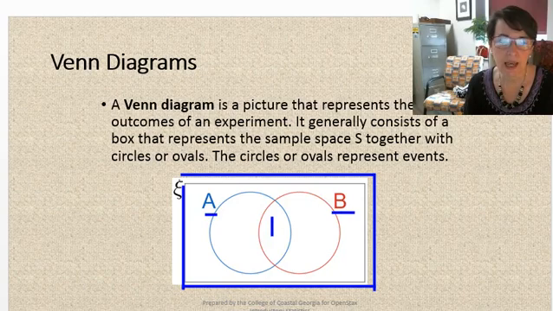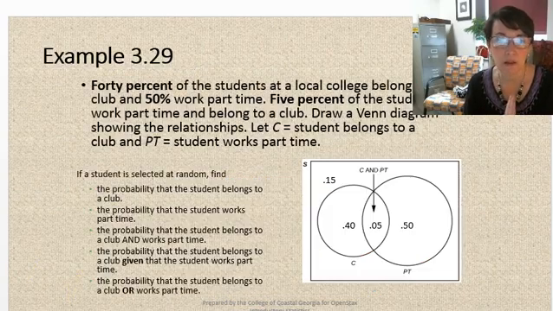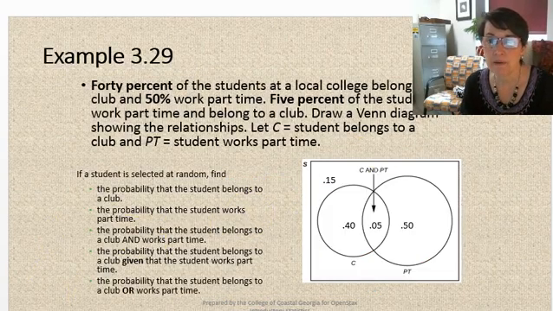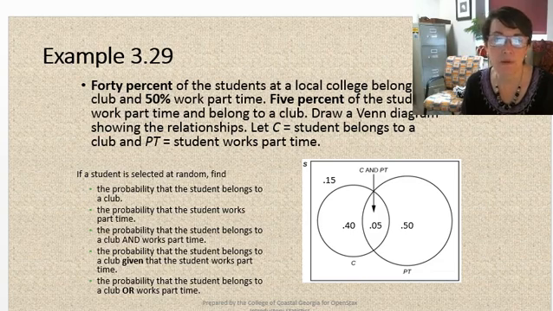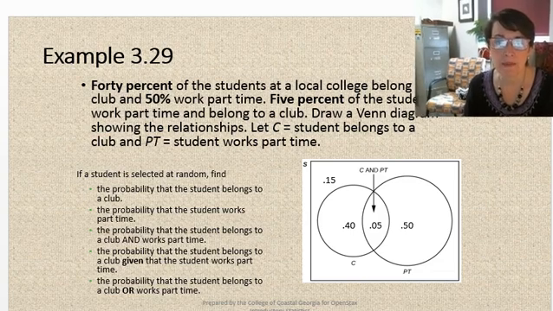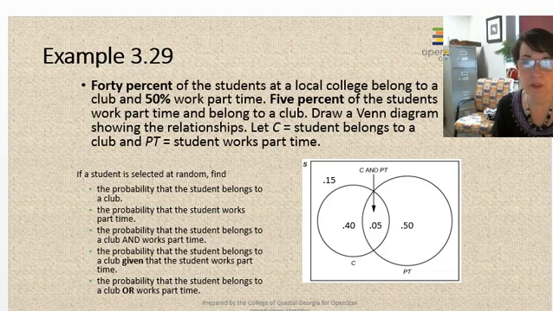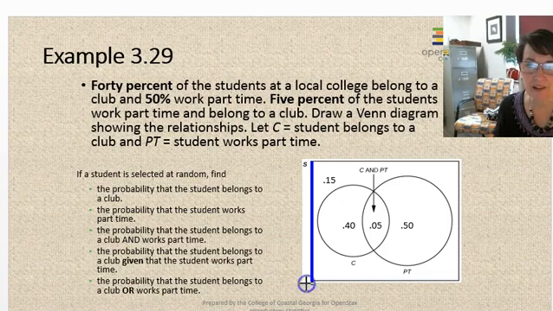So let's just look at an example with a Venn diagram. Here we have a junior college, and 40% of the students at this college belong to a club, 50% work part-time, 5% both work part-time and belong to a club. But that does not take into account all 100% of the population. And so we have this box that is on the outside here. And 15% of the students don't belong to anything.